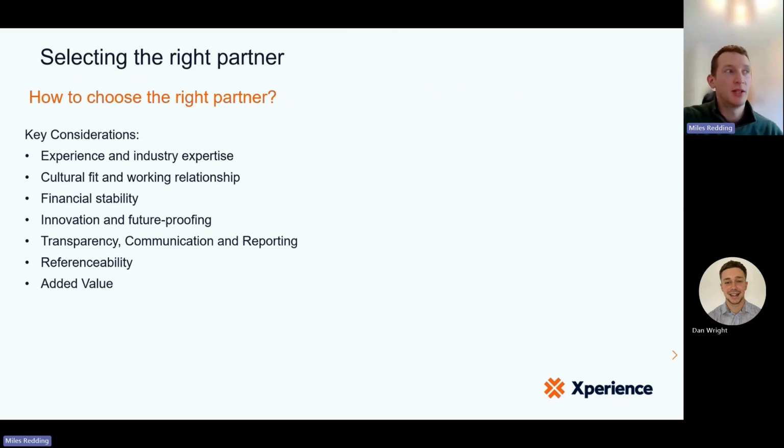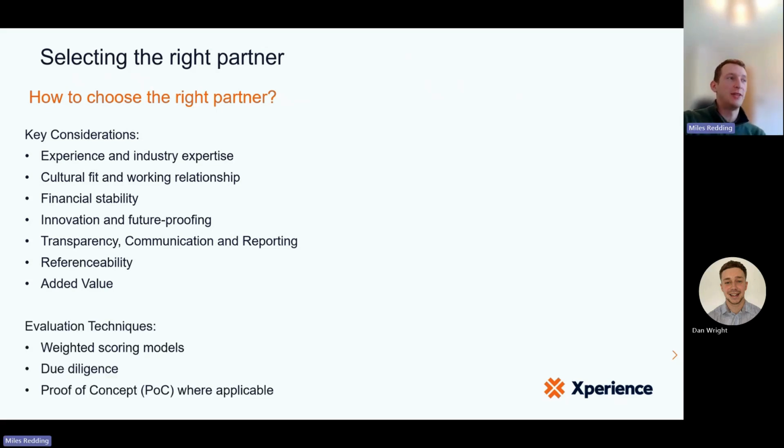Referenceability, make sure you undertake your due diligence, speak to some of their clients, even ask to speak to a client that's recently left to understand the reasons that they did. And what added value are they going to bring above and beyond what you're purchasing? Certainly from an MIT perspective, as an example, most people will have a service desk. What are they going to add above and beyond that that's really going to make them stand out?